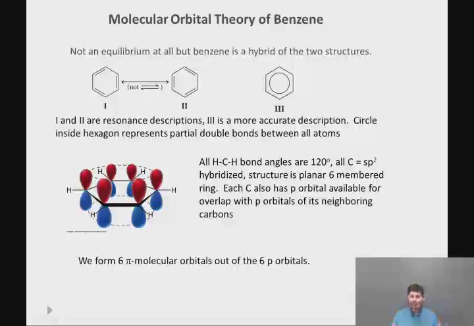So we will have a planar structure where all of the hydrogen-carbon-hydrogen bond angles, hydrogen-carbon-carbon bond angles are 120 degrees. And then all of the carbons are sp2 hybridized. If they are sp2 hybridized, that leaves one p orbital available for overlap with the p orbitals on the neighboring carbons, and allows us to form 6 pi molecular orbitals out of these 6 p orbitals.